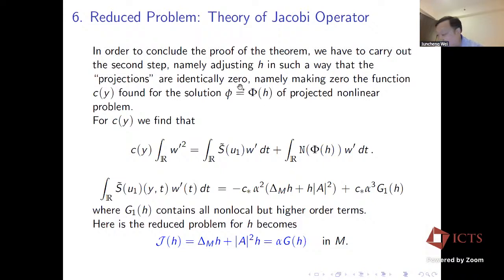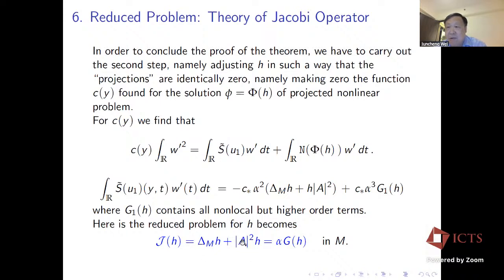So finally we have a reduced problem. The second step is that we need to solve the reduced problem. We need to find the H so that the C equals 0. And we found the asymptotic behavior for H. It turns out the asymptotic behavior for C is just the Jacobi operator in the normal direction. It's exactly the Jacobi operator in the normal direction. So what we get is that the Jacobi operator of H equals a small perturbation term.